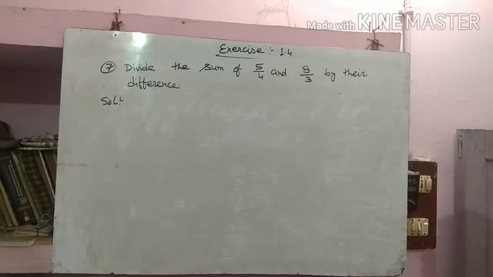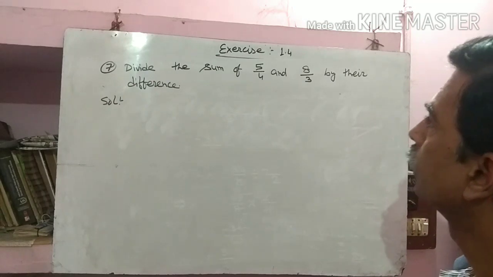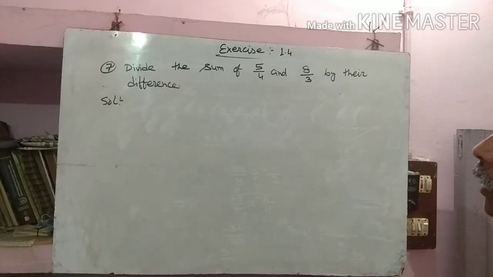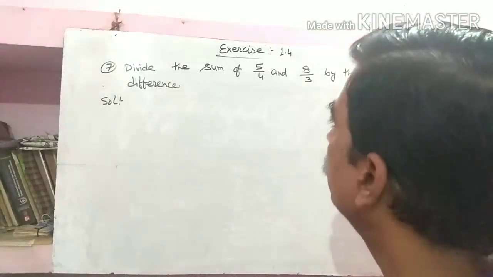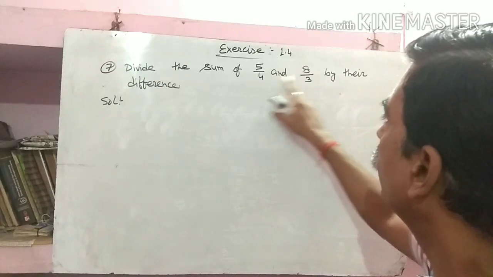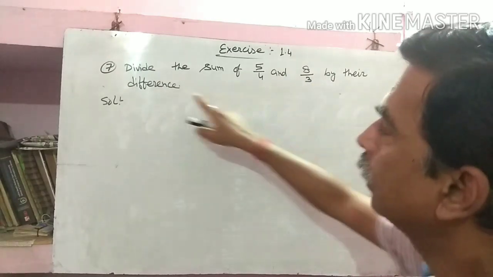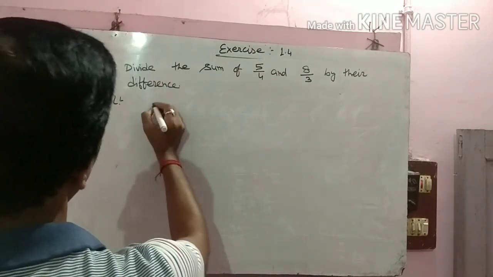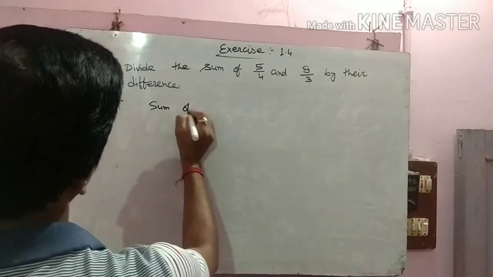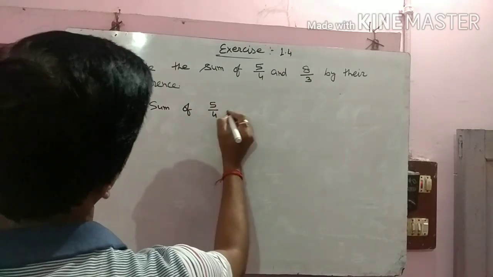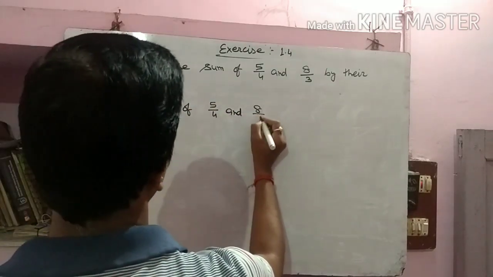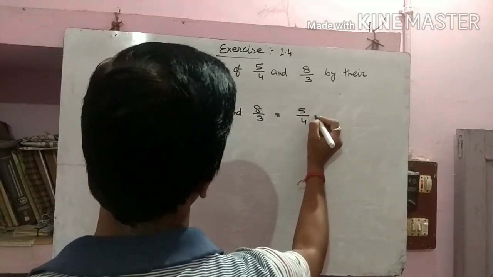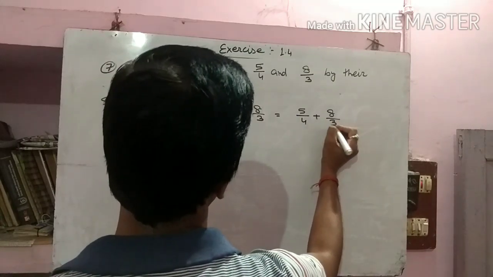Look here, question number 7: divide the sum of 5 by 4 and 8 by 3 by their difference. Okay, divide the sum of 5 by 4 and 8 by 3 by their difference. So we have to write the sum of 5 by 4 and 8 by 3 equal to 5 by 4 plus 8 by 3, like this.